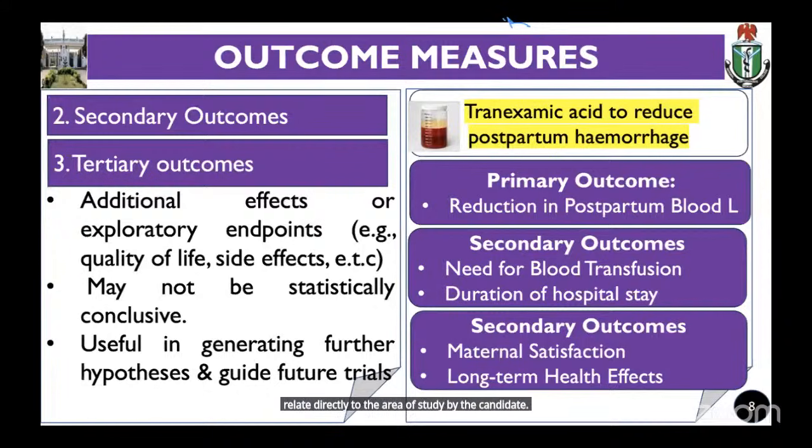For instance, in the case of postpartum hemorrhage, you want to see if the patient requires blood transfusion, or you want to assess the duration of hospital stay. This can actually form the secondary outcome. Then, of course, there are other secondary outcomes, or perhaps tertiary outcomes, that may just serve as a marker and may not be related directly to the actual study or actual objective. And this could include maternal satisfaction, long-term health effects.